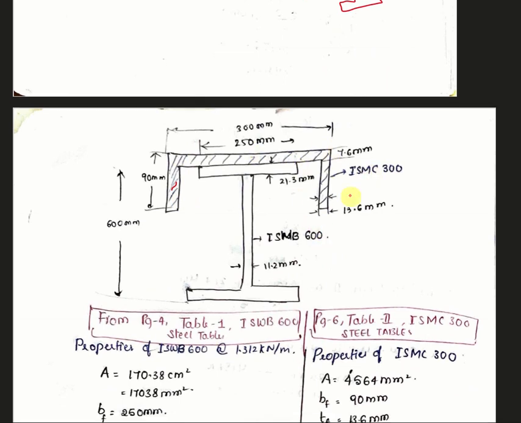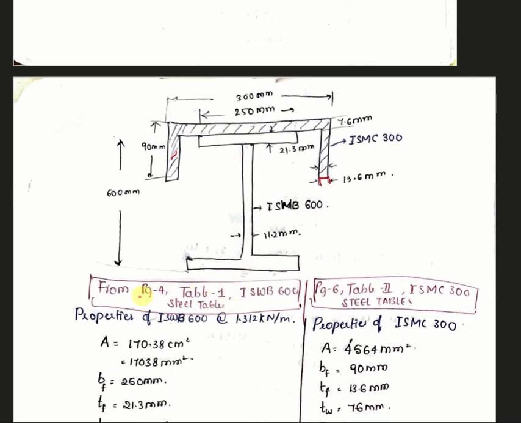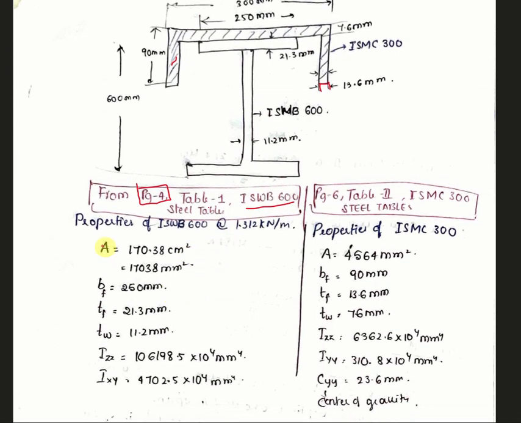So these are all the values, all these dimensions we get from the steel tables. You can refer page number 4, table number 1, ISWB 600. You can see all these values there: area, the width of the compression flange, thickness of the flange, thickness of the web, and the moment of inertia about both axes. So these are the properties of ISMC. We can see page number 6, table number 2 from steel tables.